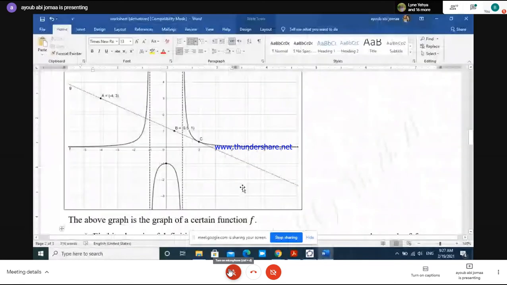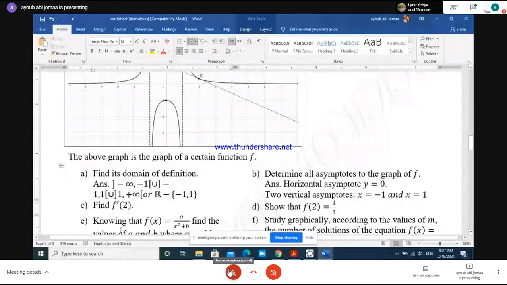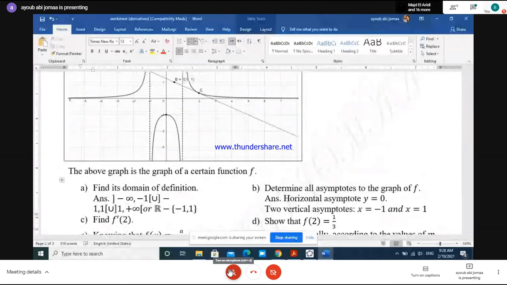Back to this. Find f prime of 2. Graphically, f prime of 2, what does it represent? What did we say about the derivative? The value of f prime of 2 in general. Okay, x equal to 2, we didn't differ. But what does it represent graphically? It was 2x. The value of the derivative. It is what?